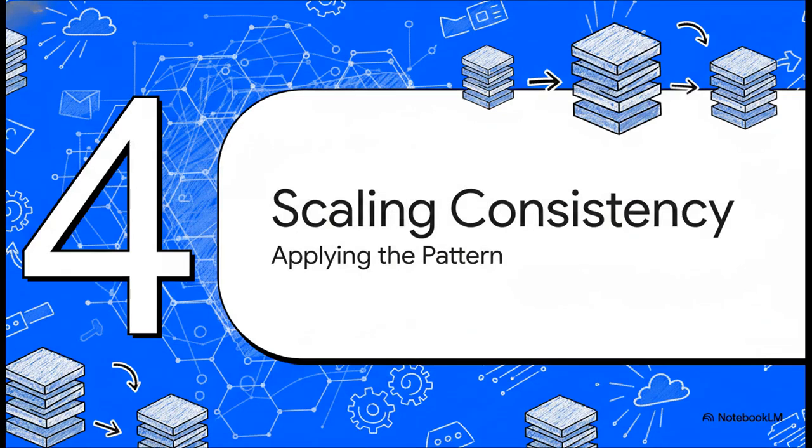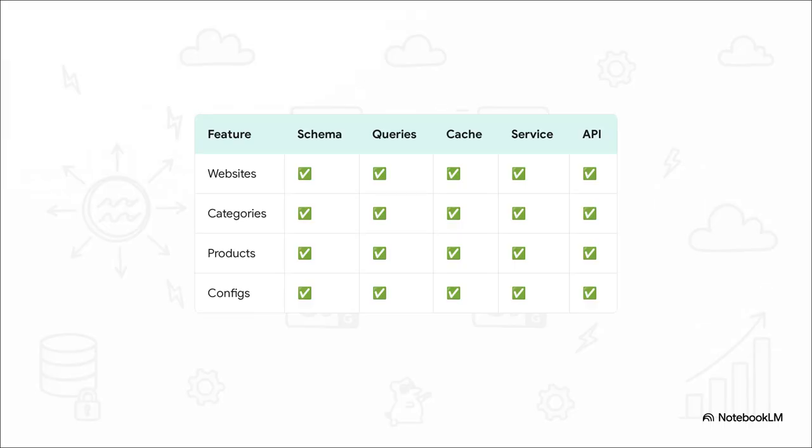So we've just seen how to build one feature, which is awesome. But the real power, the whole reason this thing is a blueprint, comes from applying that exact same 6-layer pattern over and over and over again. And this is the crucial point. Whether you're working on websites or categories or products, it doesn't matter. The structure is identical. You always know exactly where to find the database schema, the service logic, or the API definition. This consistency is a game changer. It just slashes the mental effort for developers and makes the whole codebase predictable and, honestly, a joy to navigate.